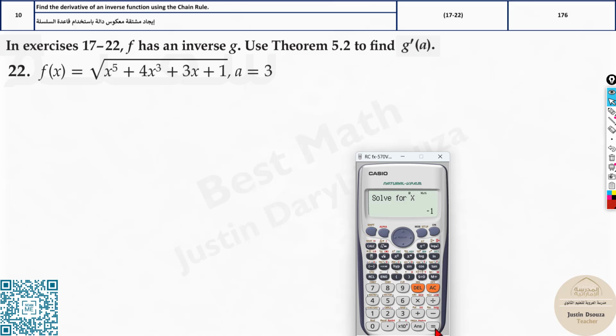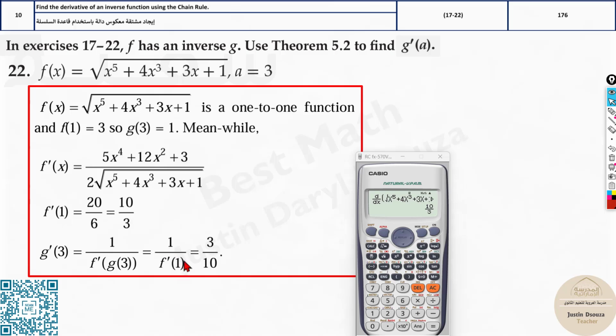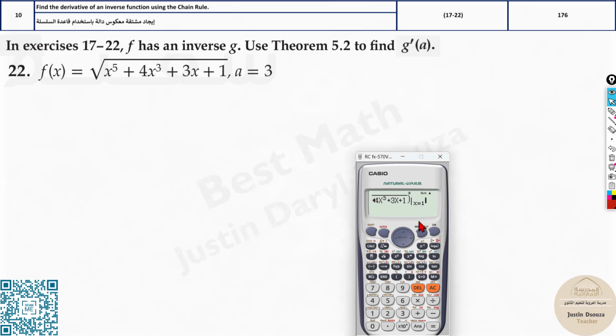Shift and solve and then press equal to. The answer is 1. So now I need to derive this given function. Square root x power 5 plus 4x cubed plus 3x plus 1. The x value was 1, I guess. I just forgot what we got a while ago. I think it was 1. Let me just quickly check the x value first. Yeah, it is 1 itself. So whatever answer we got is correct.